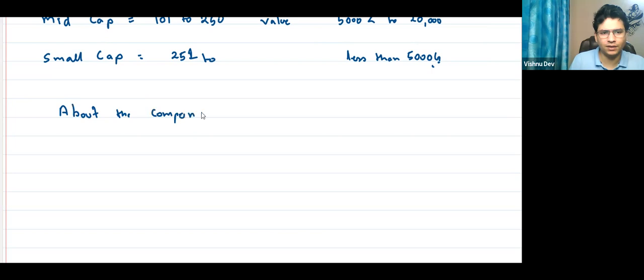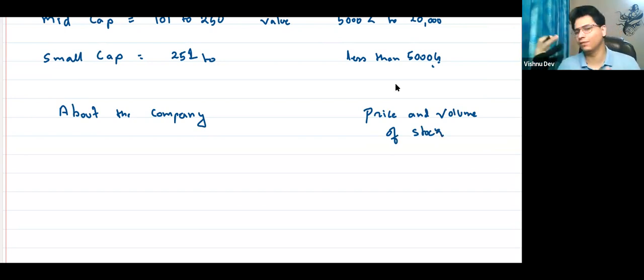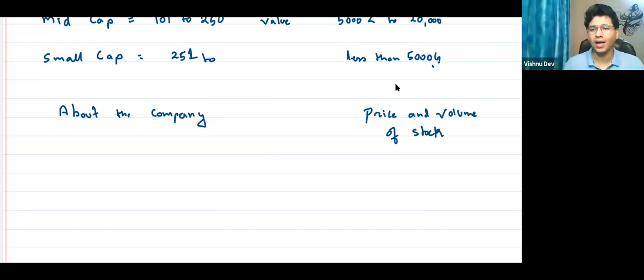And second, we should know about the price and volume of the stock. Because even though a company is good, we have seen the example, it may give you a loss depending on which price you bought some shares at. And depending on what kind of investor you are, short-term or long-term, it may give you profit or loss.